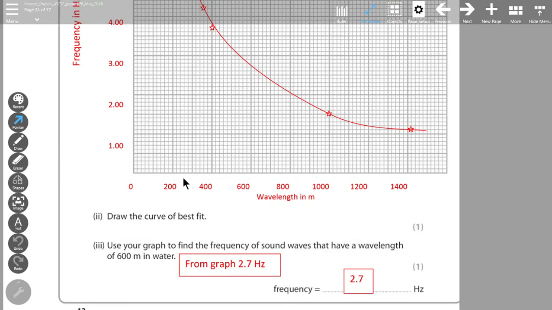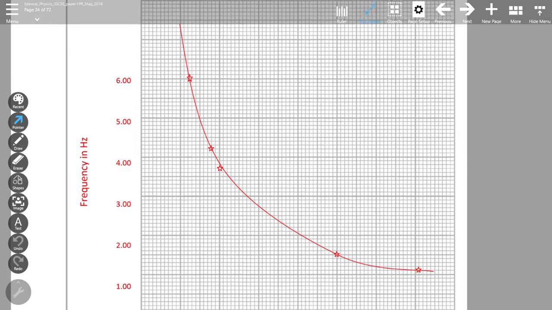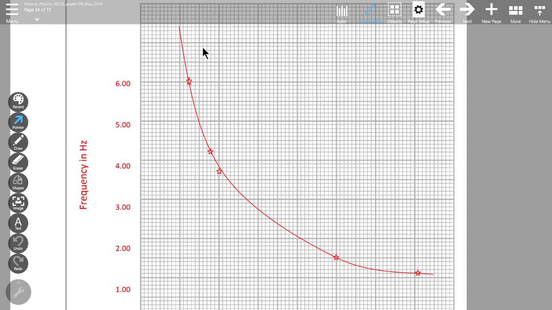For wavelengths, 200, 300, each division is 20, so half division is 10. So we plot points, and then we draw a smooth curved line in between. This is difficult, but try several times, use a razor, and finally you get it.